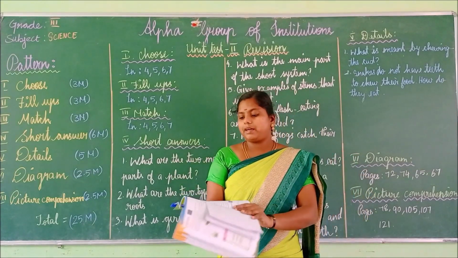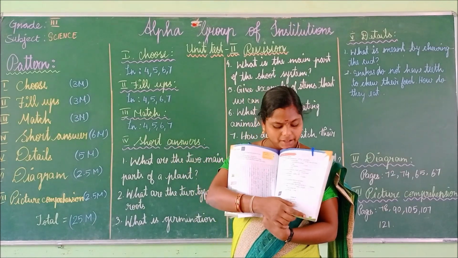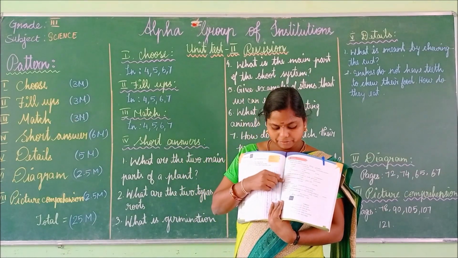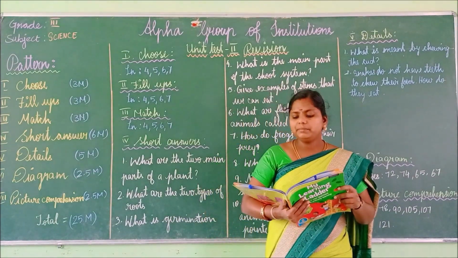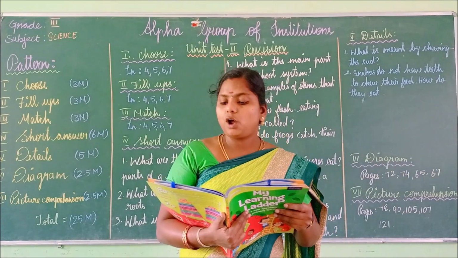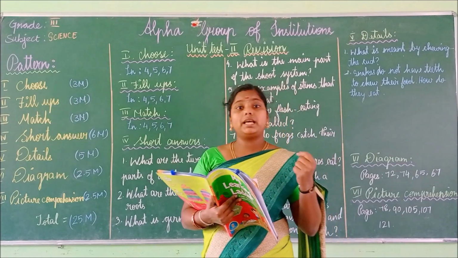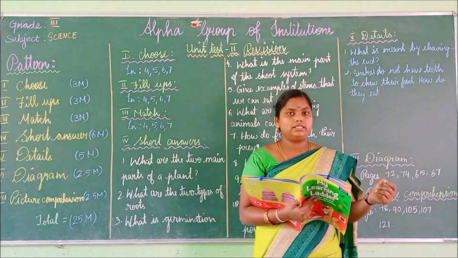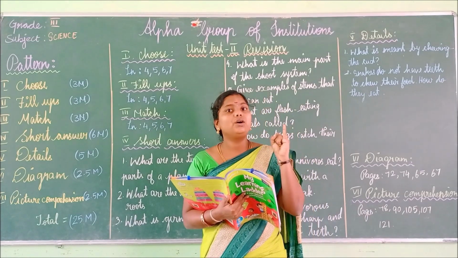So here, can you see your lesson page number 85? We will be having 5 choose the best answers. First one: animals such as zebras and horses eat dash. So animals such as zebras and horses. You have to note these animals, zebras and horses.